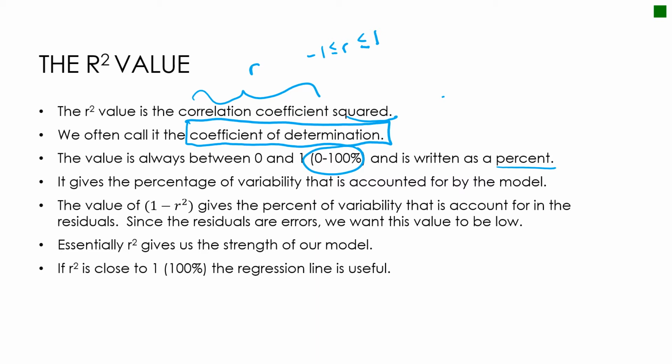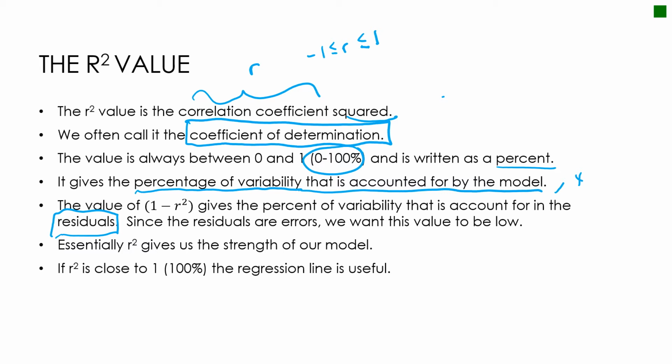What we talk about with the r-squared value is that it gives the percentage of variability, and remember, variability just means change, the percentage of change that is accounted for by the model, or the percentage of change that's accounted for by changes in x. The 1 minus r-squared, or whatever's left over out of 100%, gives the percentage of variability that is accounted for in the residuals, in anything else that might affect the value. Residuals are errors. We want it to be low, but obviously, we can only do whatever the data gives us.